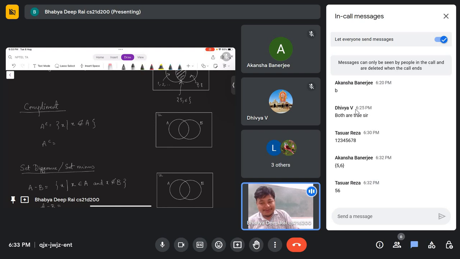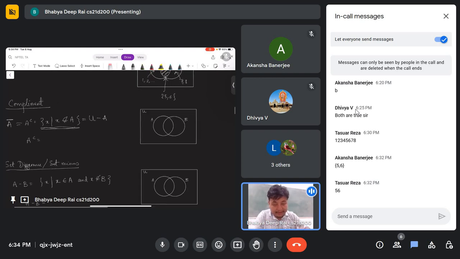Now let us talk about complement. Complement is interesting. Complement are all those elements which do not belong to the set itself. It is shown by this C, or sometimes it is also notated as A bar. All those elements which do not belong to the set itself, or the universe minus A. So I'll show you what it looks like in the Venn diagram.